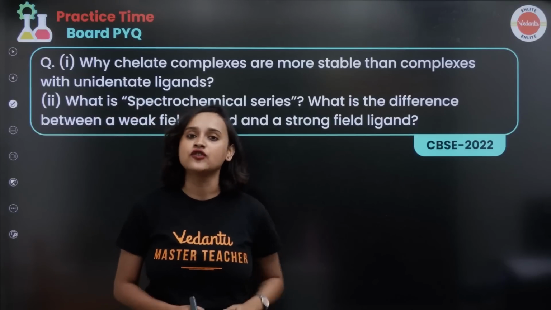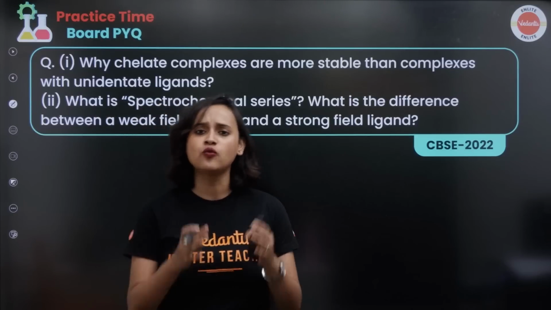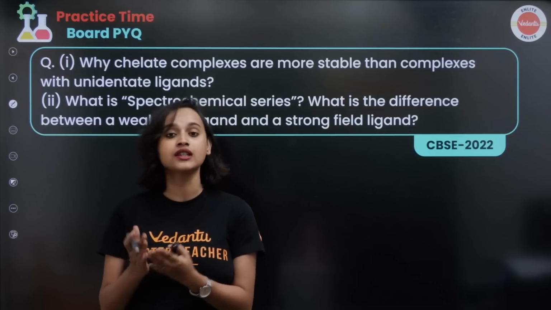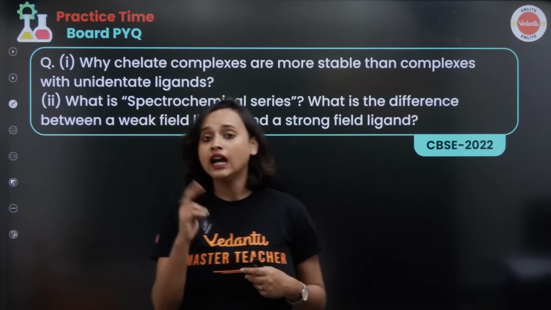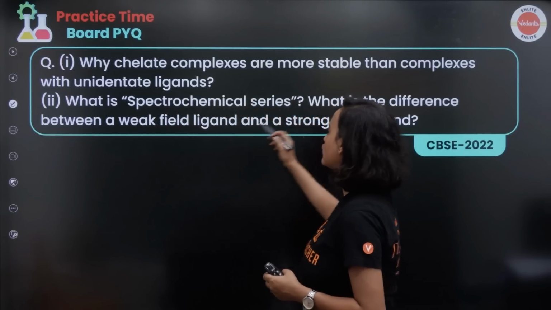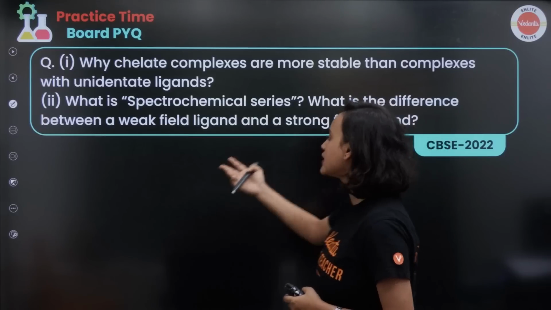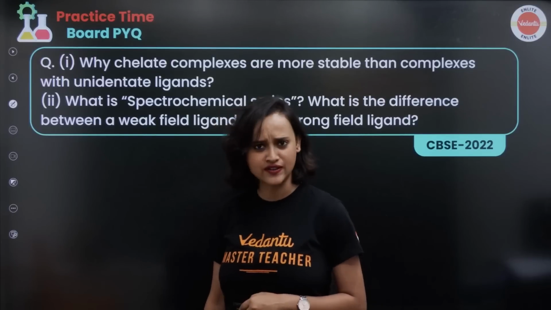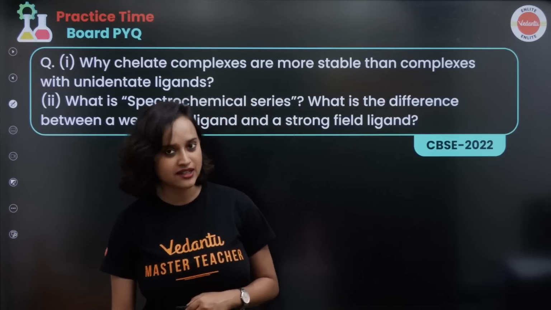So here is the first question. The first question, my dear student, is why chelate complexes are more stable than complexes with unidentate ligand? This is from coordination compounds. And the second question is, what is spectrochemical series? What is the difference between a weak field ligand and a strong field ligand? I'm pretty sure that you have studied it and you know the answer, but let's try to solve it.